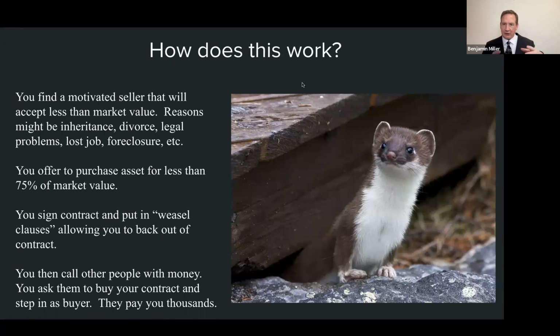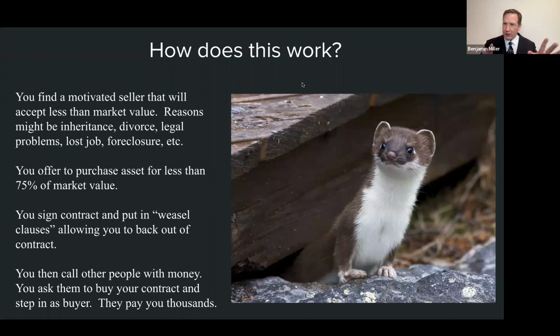And that contract will have what are called weasel clauses. Now, a weasel is an animal that is very nimble, where it can move, where it can go up and down, and it's very hard to catch a weasel because the weasel is able to maneuver. And that's why they're called weasel clauses, because when the seller says, hey, you said you were going to buy my property and you're not buying it, I'm going to sue you.